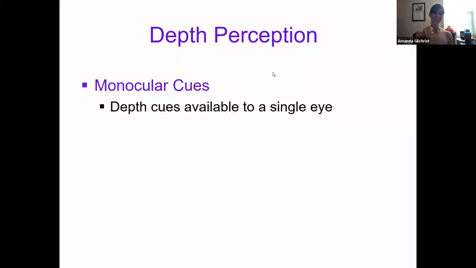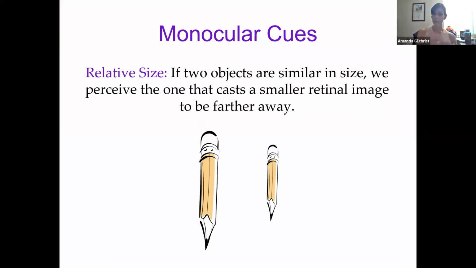So now we're going to talk a little bit about our monocular cues. These are cues for depth perception that are available to one single eye. So we only need one eye to be able to judge the depth and distance using these different types of cues. So the very first one that I'm going to talk about is what is called relative size.